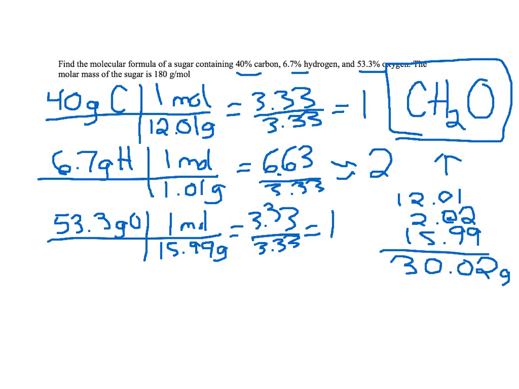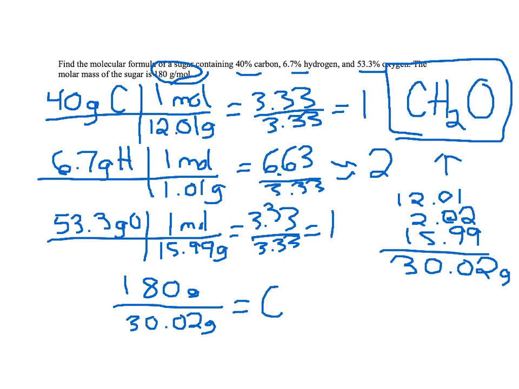Next, we're going to look back at the problem, and you'll see there's one number we haven't used yet, the 180. So we're going to take that large number that's given to us, 180, and we're going to divide it by 30.02. And the grams cancel out, and we're left with an answer of 6. This should be a whole number, roughly.